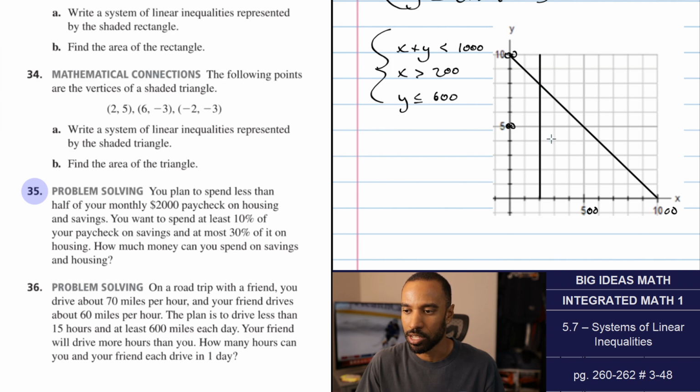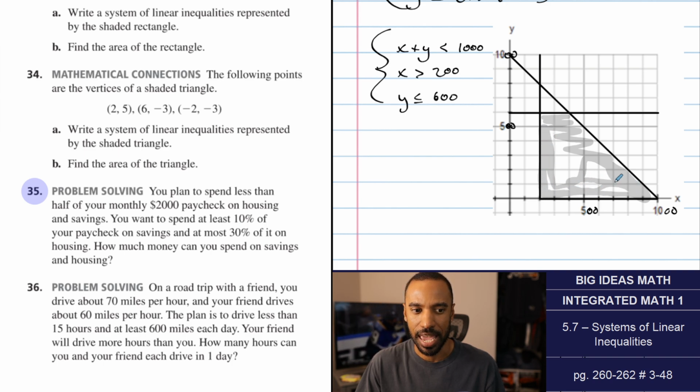X greater than, it's to the right of that. And then y is less than or equal to 600. So something like this. So my shaded region, and of course, greater than 0 in that case, is looking like this. It's not going to be perfect, but anything within here works.